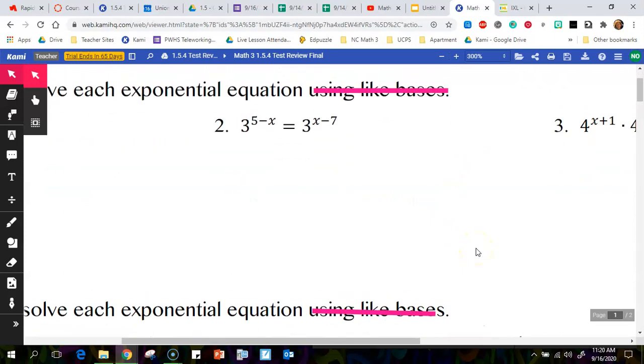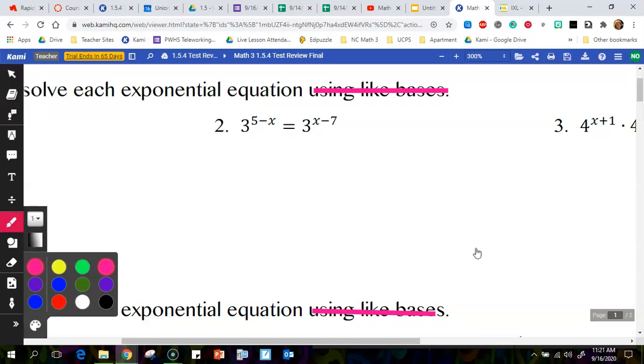So in these top sections, the original instructions were solve these using like bases. And I'm going to solve some of these using like bases because it's actually easier than trying to go to Desmos and graph everything. So if I solve them using like bases, you can do it that way, or you can use Desmos. It's totally up to you which method you use.